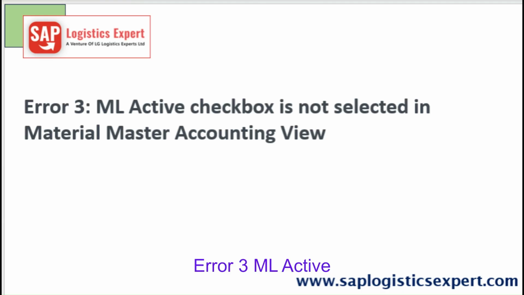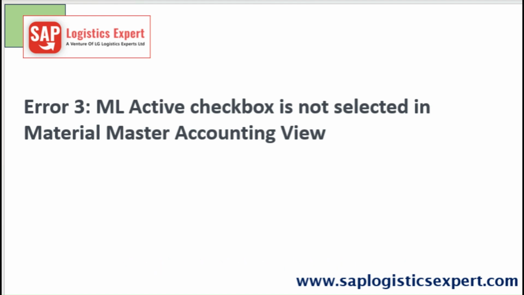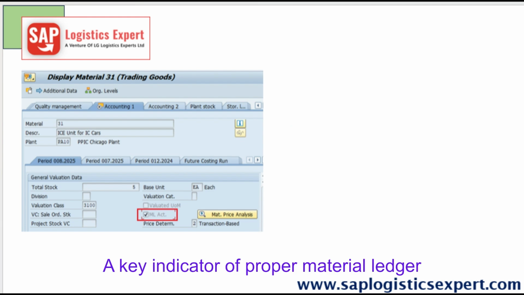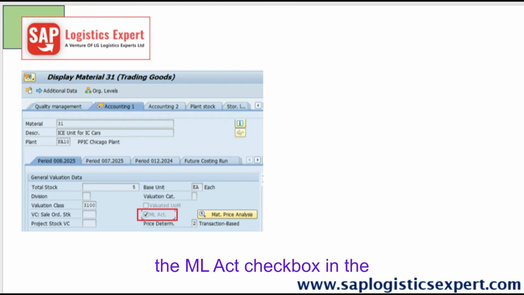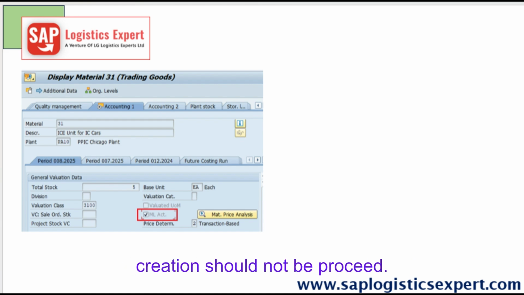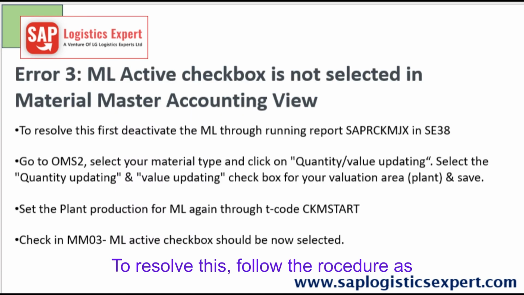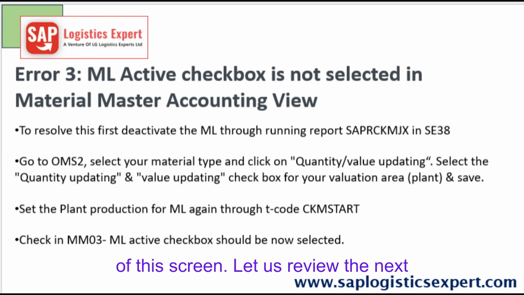Error 3. ML active checkbox is not selected in Material Master Accounting view. A key indicator of proper material ledger activation is the automatic selection of the ML Act checkbox in the Accounting 1 view during material creation. If this checkbox is not selected, it indicates a material ledger configuration error and material creation should not proceed. To resolve this, follow the procedure as given on the screen. You may please note down all the steps or take a screenshot of this screen. Let us review the next error.